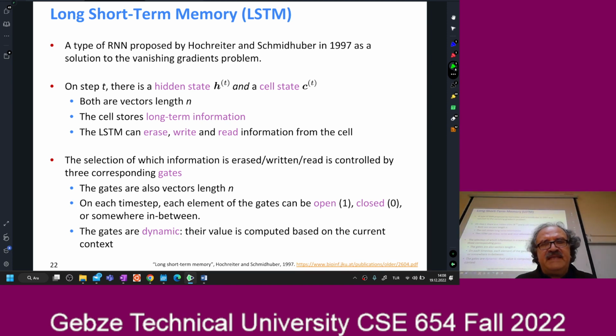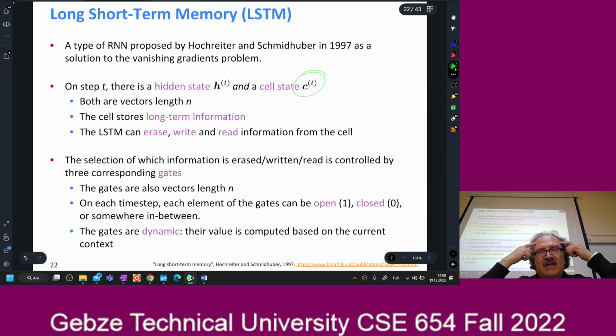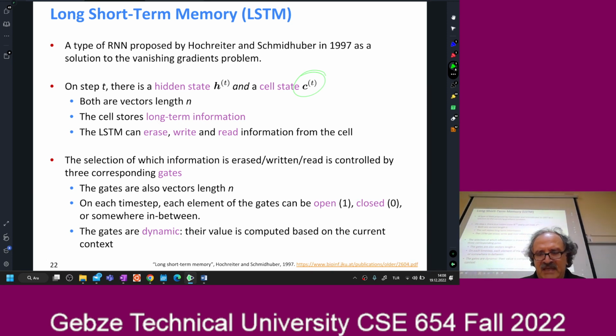So we have two states in our network now, the hidden state and the cell state. The cell stores long-term information. We are going to connect words from long distances, long-term information. That's how human memory works, they say that. And sometimes we remember long-term information that is important. Sometimes we forget. Short-term information is always important.